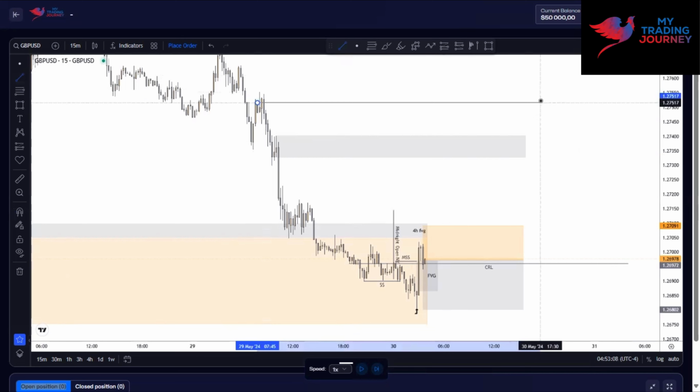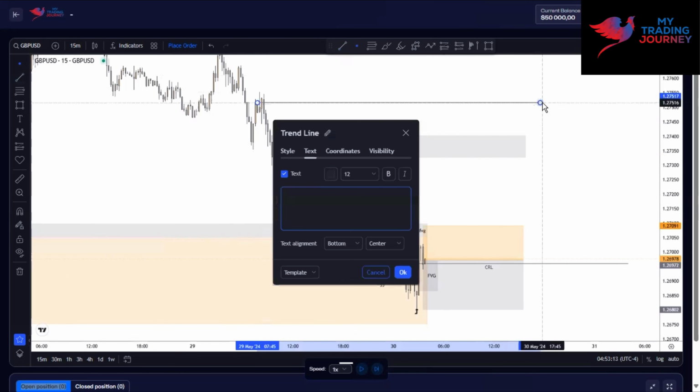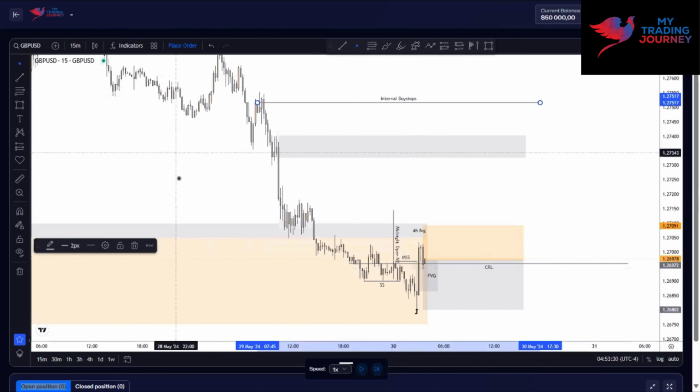This is internal buy stops. Internal buy stops to the top. Okay, so that is what I will be targeting.